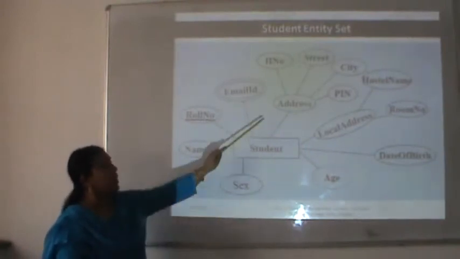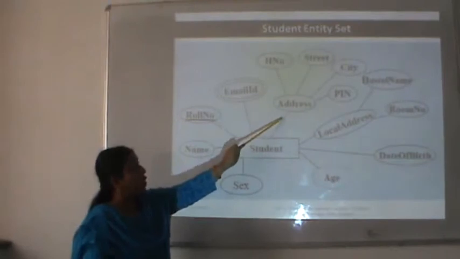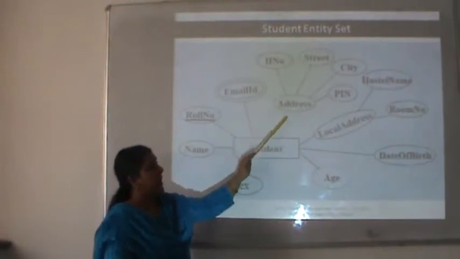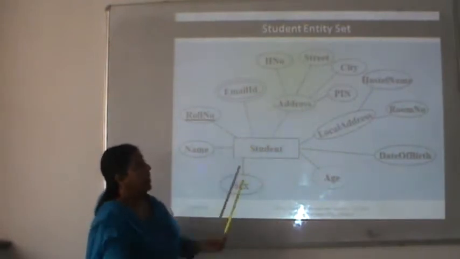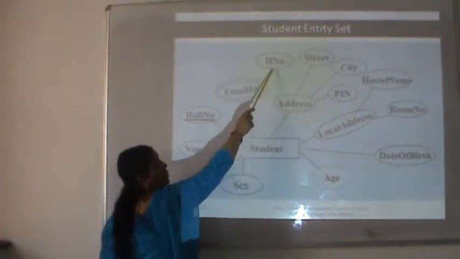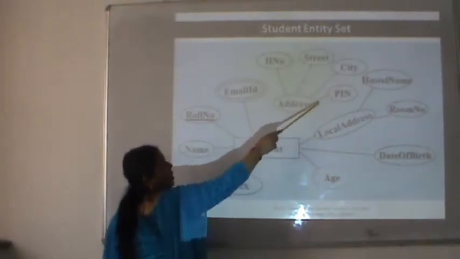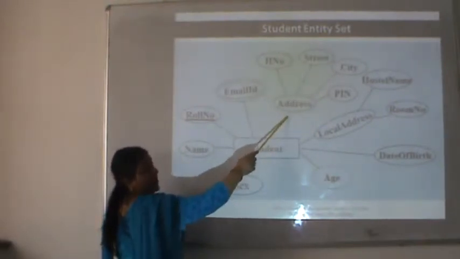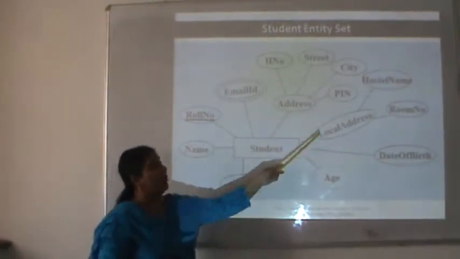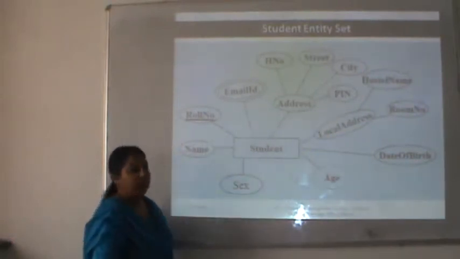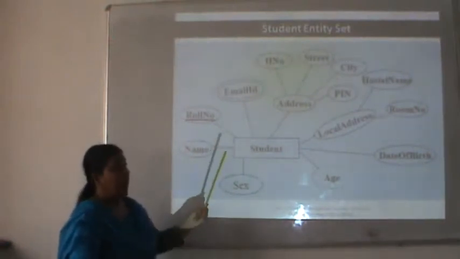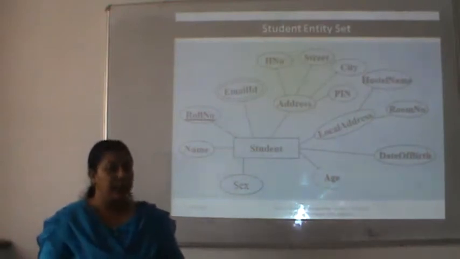Coming to address. Address is composed of house number, street, city, and a pin code. Now, since this address is a composite attribute, we connect the components with the attribute address. So, we show that these are the components of the attribute address. Again, local address is also a composite attribute and is composed of postal name and a room number. We assume that all the students are staying in hostels. So, they will have a room number and they will have a postal name.